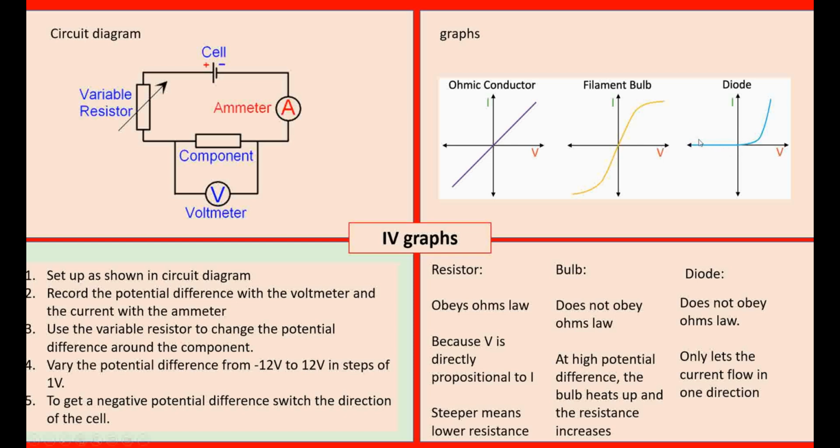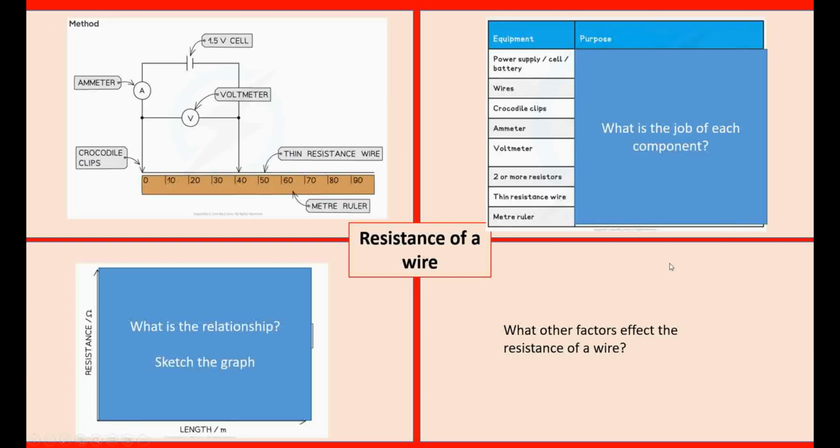The diode only lets current flow in one direction. When we've got a negative voltage here, we get no current flowing. So just as summary information here at the bottom. Moving on. The other thing that could come up with electricity is describing what happens to the resistance of a wire and the resistors when you add them in series and in parallel.